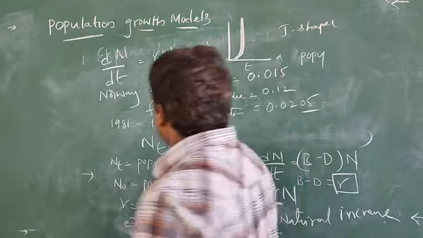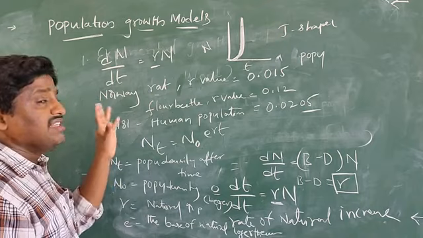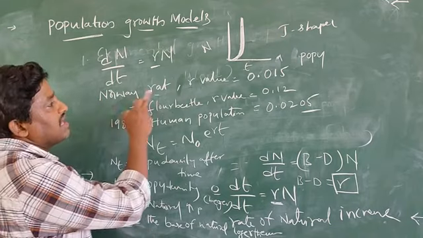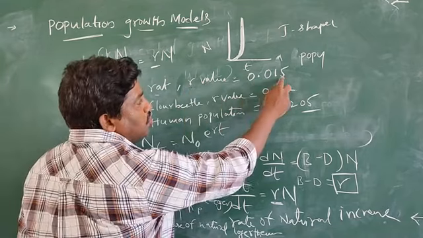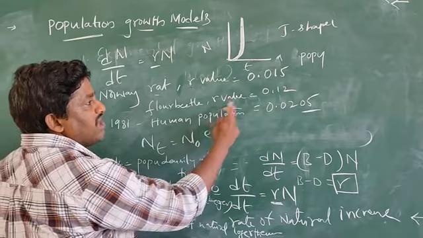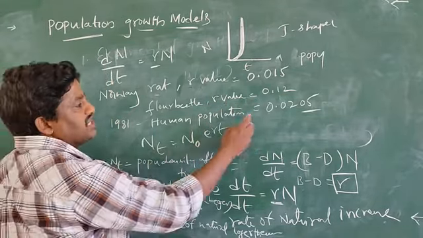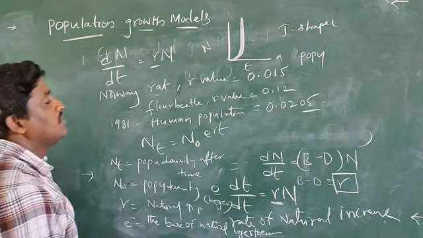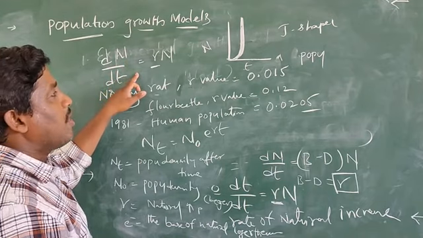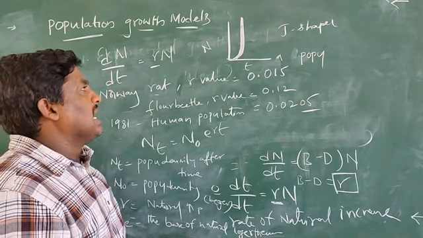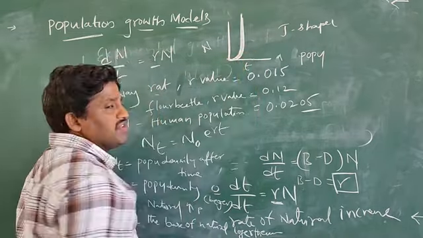For the Norway rat, the r value, that means how the population naturally increases, is 0.015. For the flour beetle, the r value is 0.12. In 1981, the human population increased at 0.0205. So based on the above equation, the population density in relation to time can be plotted as a graph. Here a J-shaped growth curve is formed.